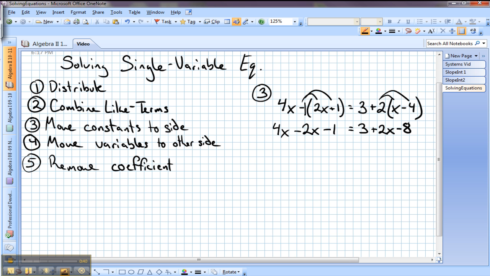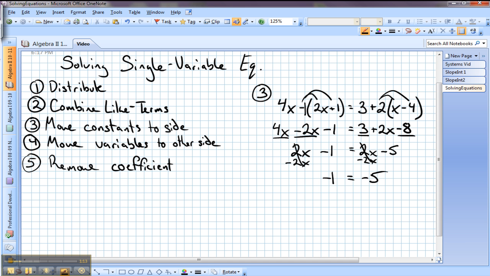The second step is to combine like terms. On the left-hand side, we have a 4x and a negative 2x. That would give us 2x minus 1. On the right-hand side, we have a 3 and a negative 8. When we combine those constants, we would be left with 2x minus 5. When we subtract 2x from both sides, you will notice that they cancel out on both sides, and we get negative 1 is equal to negative 5.